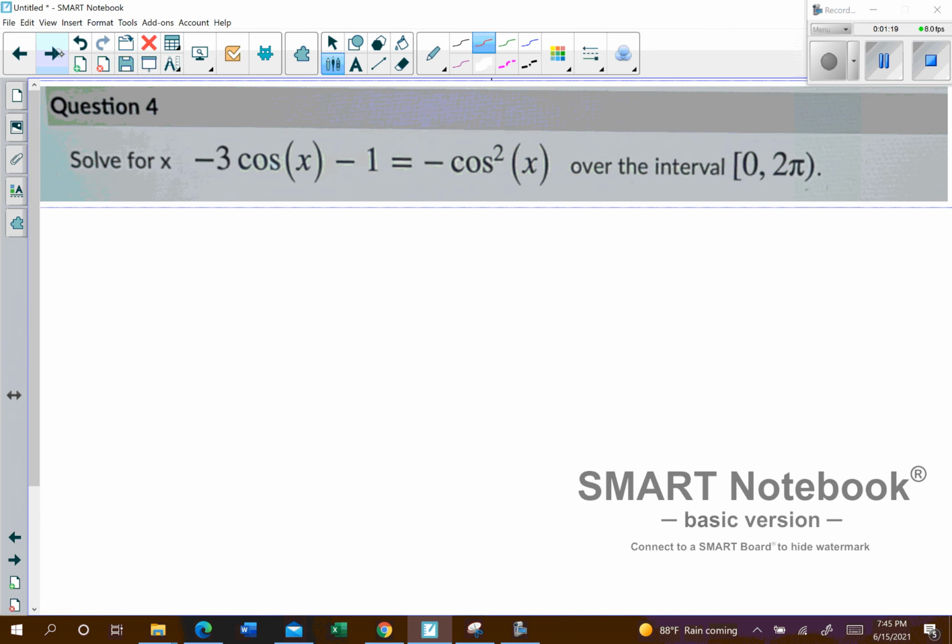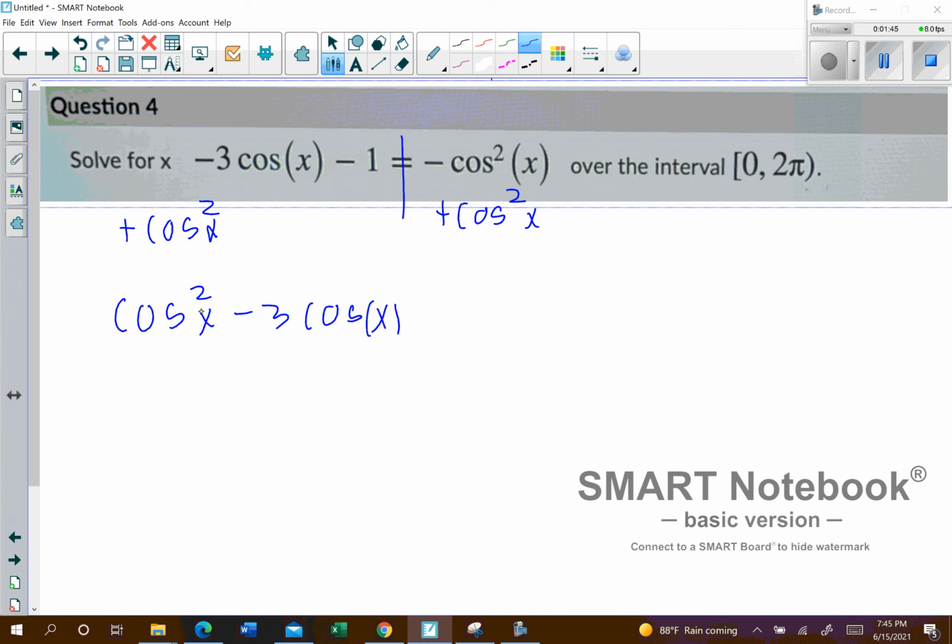Now let's go ahead and look at number 4 that you sent here. This looks like we're going to be dealing with a quadratic, so the first thing we want to do is set it equal to 0. So we'll add that cosine of x squared to both sides. We end up with cosine of x squared minus 3 cosine of x, put that in parentheses, minus 1 equals 0. And we're looking for the interval from 0 to 2 pi.